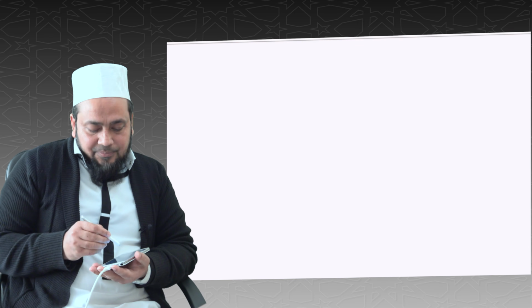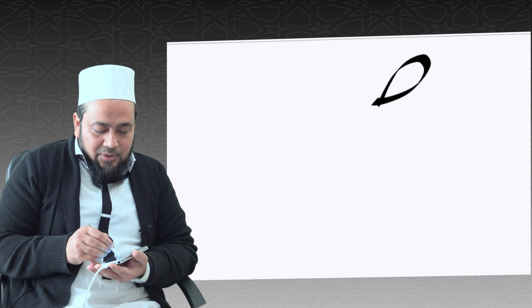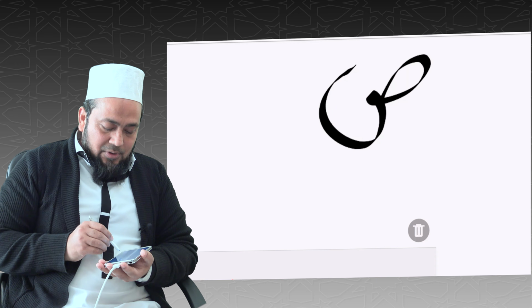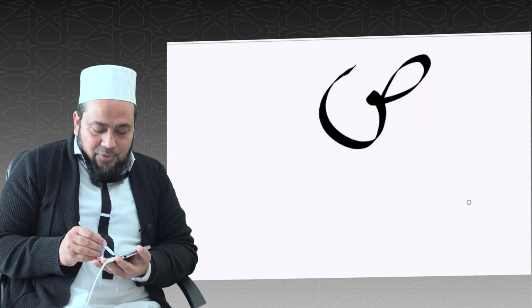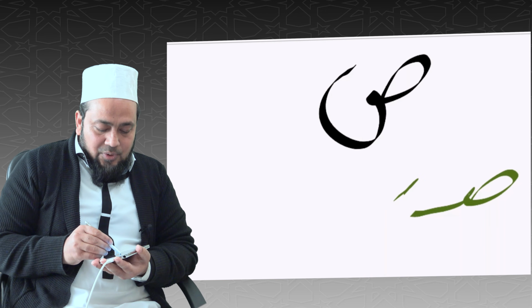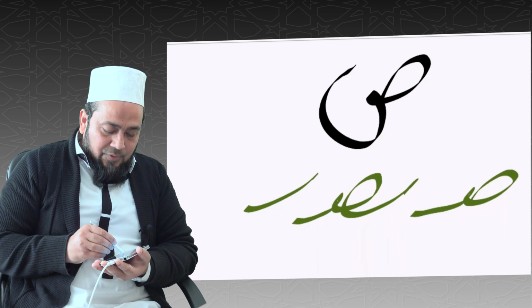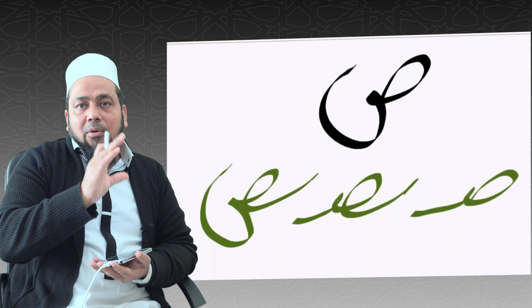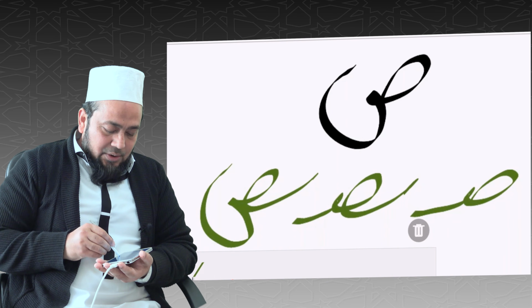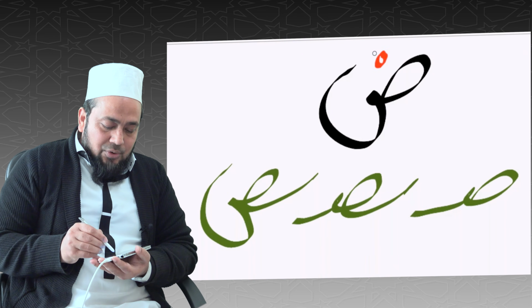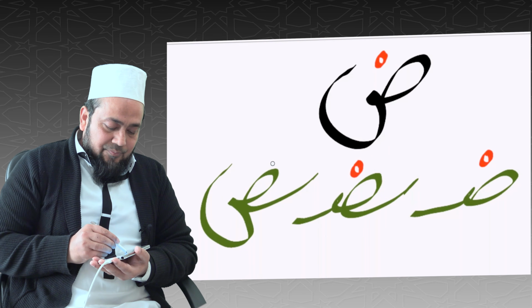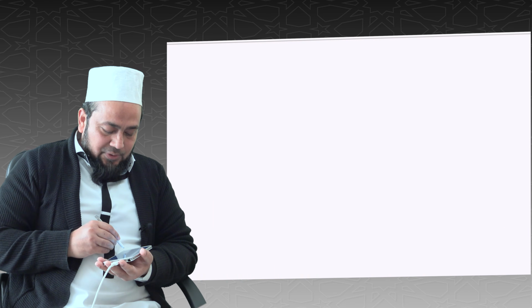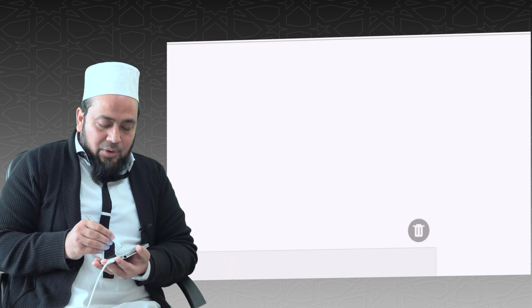Next letter is Sad. The standalone shape of the letter Sad is this one. When it goes to the beginning of the word, the shape is this one, the middle of the word shape is this one, and the end of the word shape is this one. This is the letter Sad. Now I will make it Dad by adding only one dot on the top. Very easy. Let's move on to the next letter, Ta.